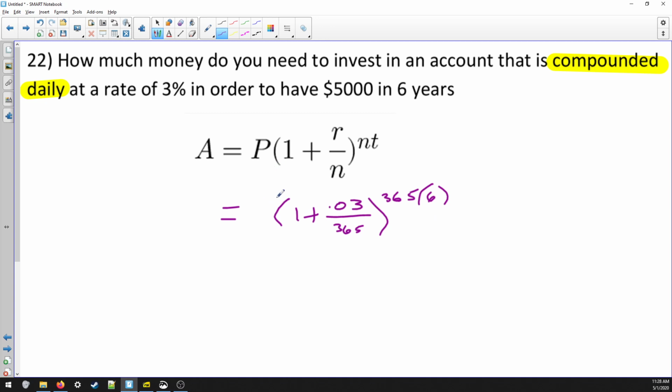What I don't know is P, so I'm going to put P here. The reason I don't know that is because, remember, this is the starting value, and they're asking me the question, how much money do you need to invest? So we're saying, I don't know what my starting value is, but what I do know is after I invest that money for this amount of time, at this rate, I would like my output to be 5,000. So I know that's 5,000.